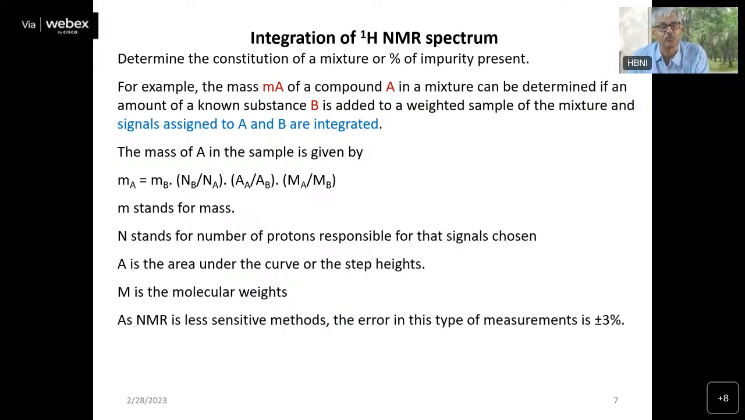Na is the number of protons in your sample. Aa is the area which you get either from the step curve or from the integrator, and Ma and Mb are the molecular weights of the compounds A and B, and you can very easily find out. I'll give you one example here. But as you know, NMR is a less sensitive method, so there is a good amount of error, about plus or minus 3%.